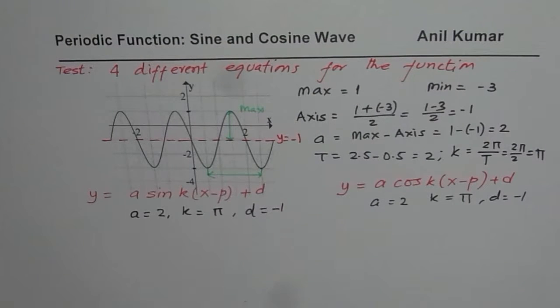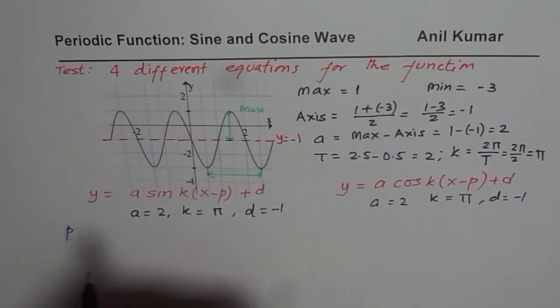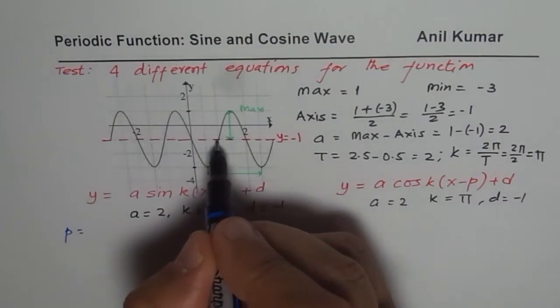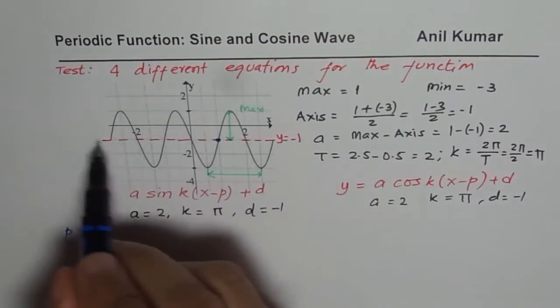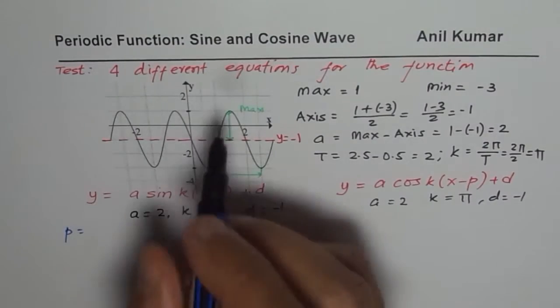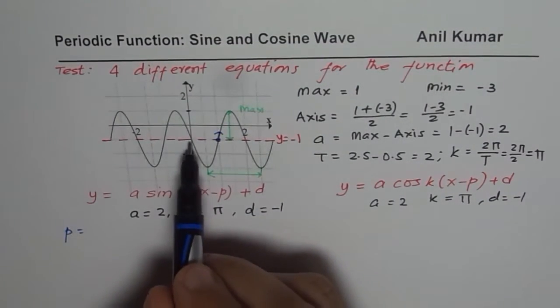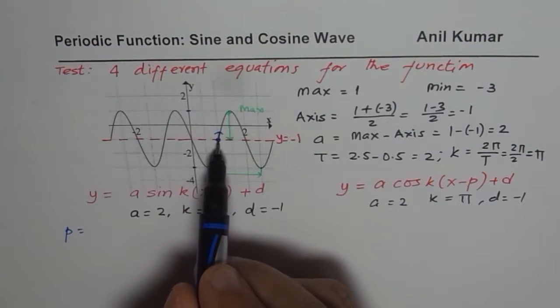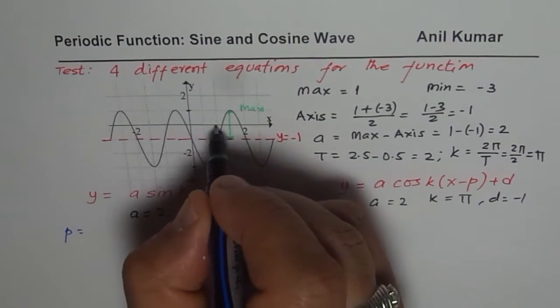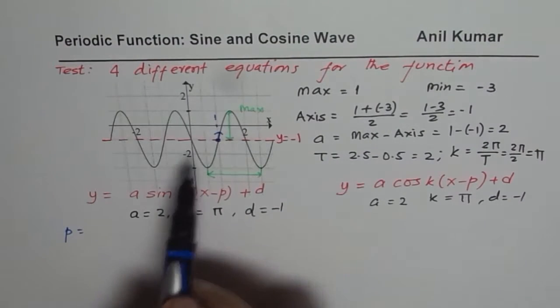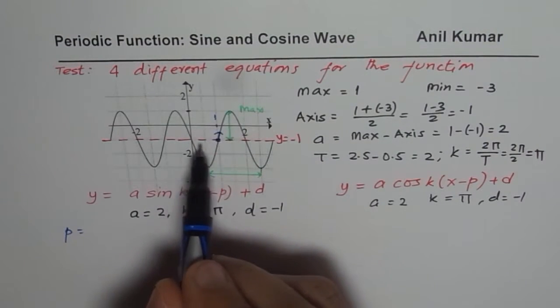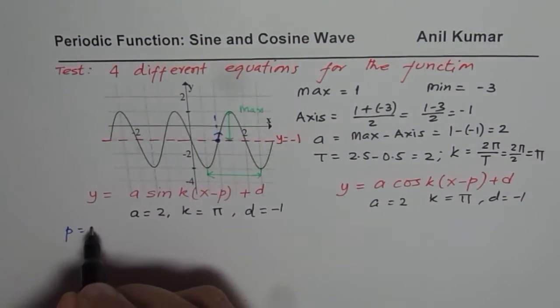Phase shift will give us different equations, right? So first, since we have to give four different equations, we'll find the phase shift of the sine wave. A sine wave actually starts on the axis rising up. Clearly you can see here it rises from position p equals 1, right? So this position is 1 for us. That means the sine wave has moved 1 unit to the right. So p equals 1.